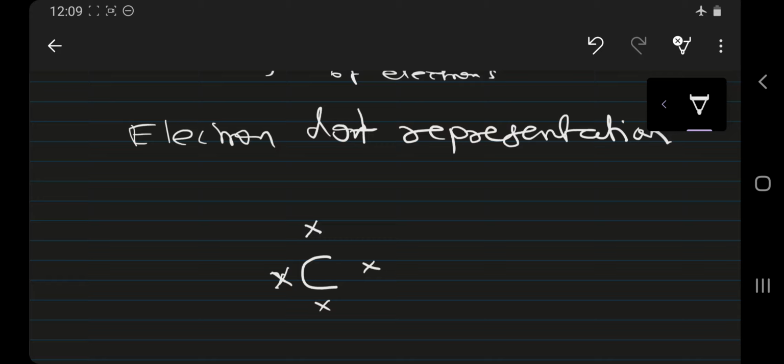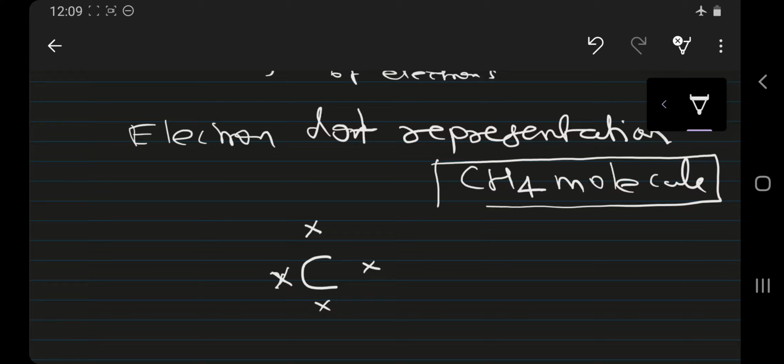Then let's understand this tendency of carbon to get 8 electrons by seeing the example of this CH4 molecule. CH4 is the simplest of all the organic compounds.